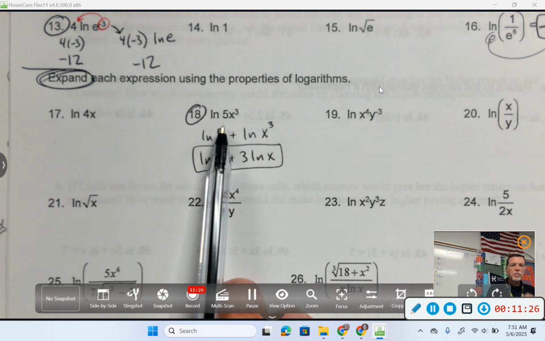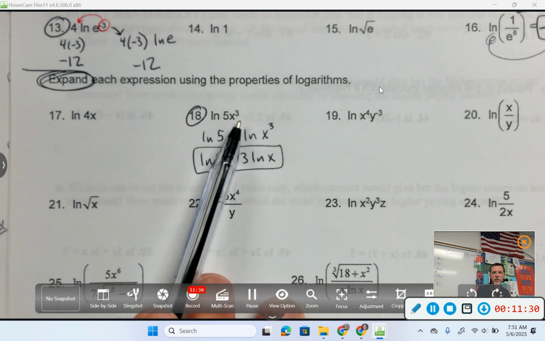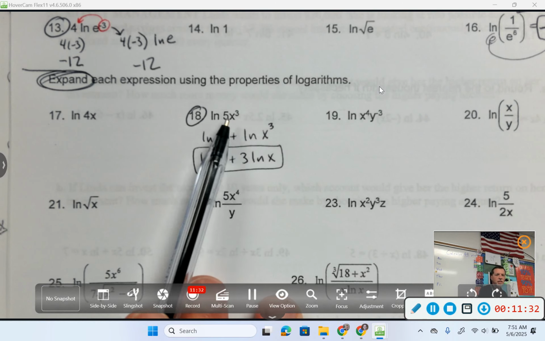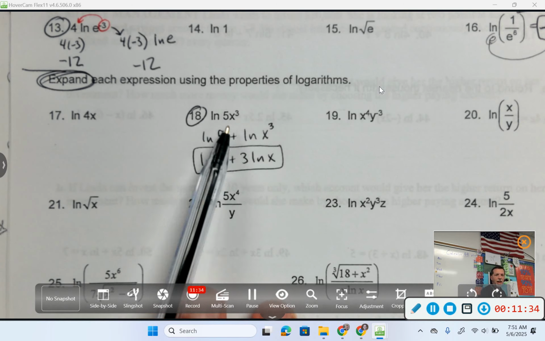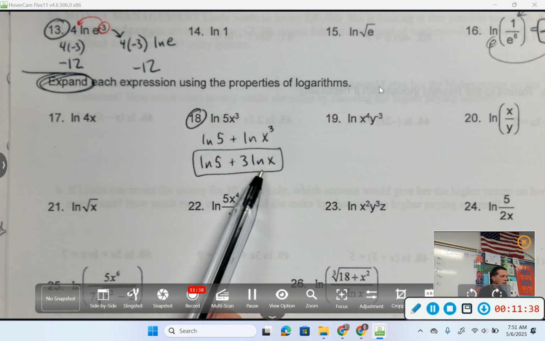But be careful, if you back up, that means you couldn't have taken the 3 out front first, because the 3 was not on the 5 and the x. The 3 was only on the x. So when we end up splitting it up, it makes sense that the 3 is only on the x stuff.